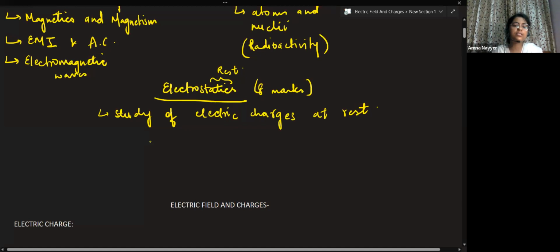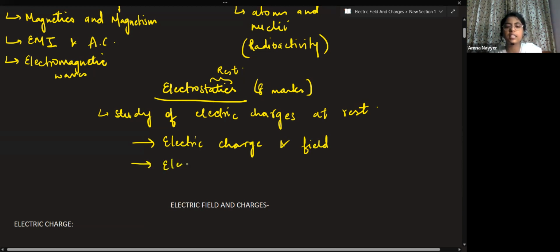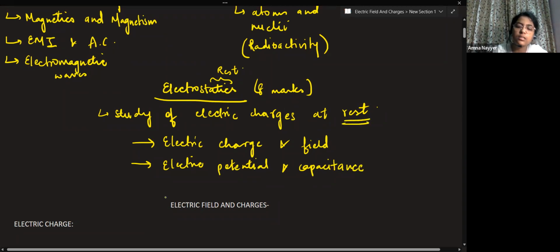Also in this unit of electrostatics, we have two chapters. One deals with electric charge and the electric field associated with it. And then the second chapter of your NCERT is electric potential, and another new term for you, that is capacitance. So electrostatics is basically the study of electric charges when at rest. So let's start with the phenomena of electric charge.